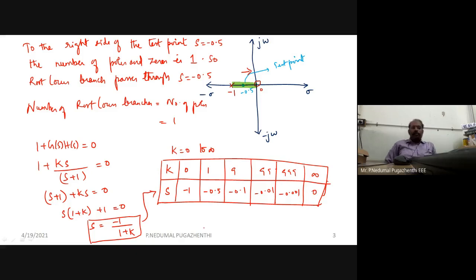So this tabular column can be taken, and if you locate the points, your pole is moving on the real axis only. You are not having any complex conjugate term involved there. No angular part is going to come there. All these points are going to lie starting from minus 1 to 0. I will take this table also to the next step, to draw our root locus branch.